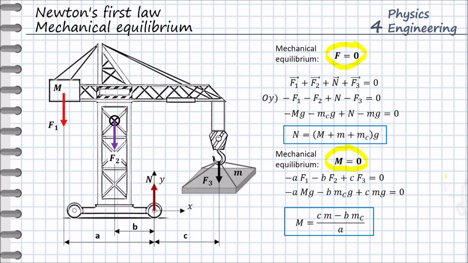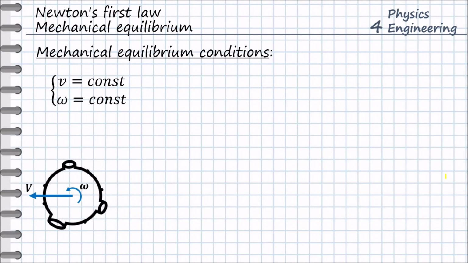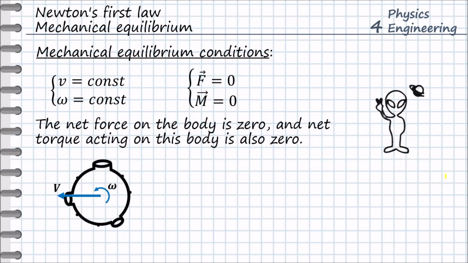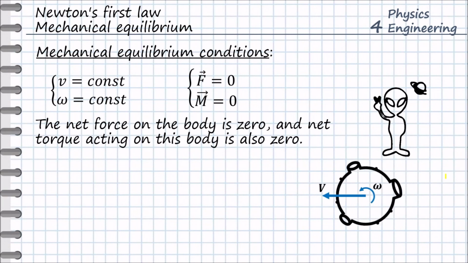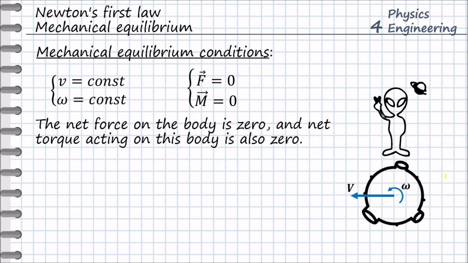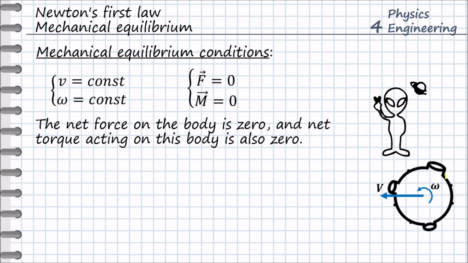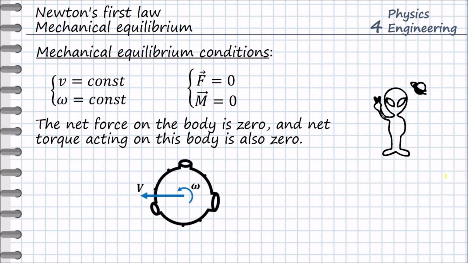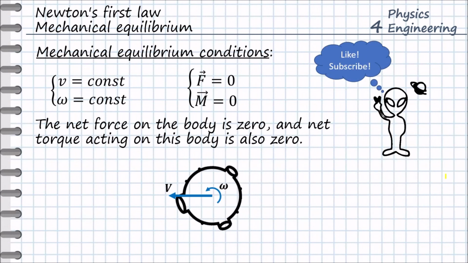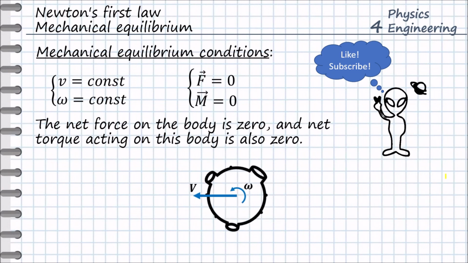The conditions of mechanical equilibrium are applicable for any system which is moving with constant velocity and spinning with constant angular velocity. In this case, the net force on the body is 0 and the net torque acting on the body is also 0. The conditions of mechanical equilibrium are fundamental for solving various problems in classical mechanics, statics, and physics, and have a direct practical use in mechanical engineering. We will solve further many problems, sometimes complex problems, with consideration of mechanical equilibrium.